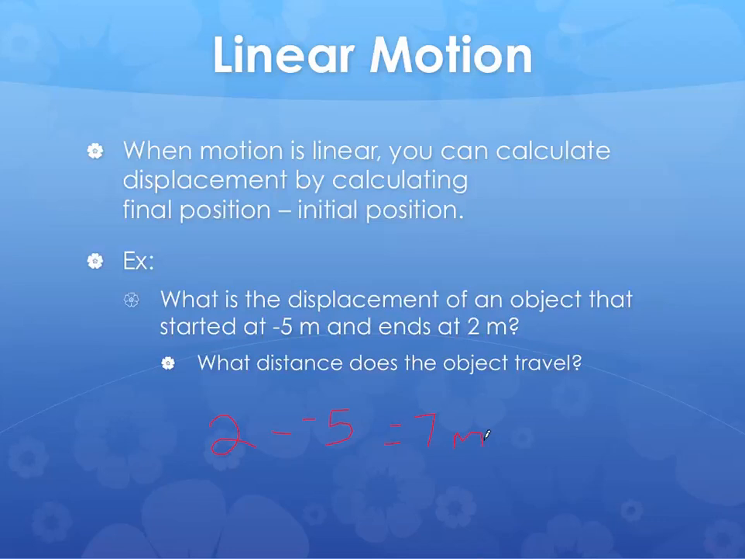Now in this question we're also asked what distance does the object travel. And for this case, the object's distance traveled is also 7 meters. And the reason they're the same is because the object travels in one direction. It doesn't change direction. It just travels in the positive direction the entire time. So the distance and the displacement can sometimes be the same.